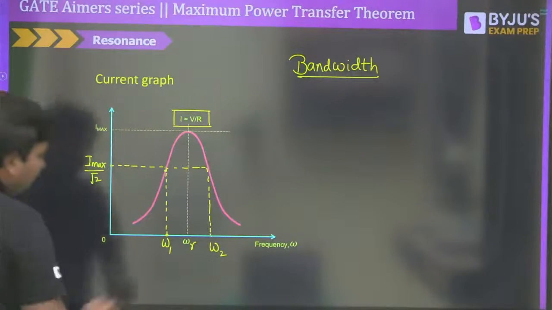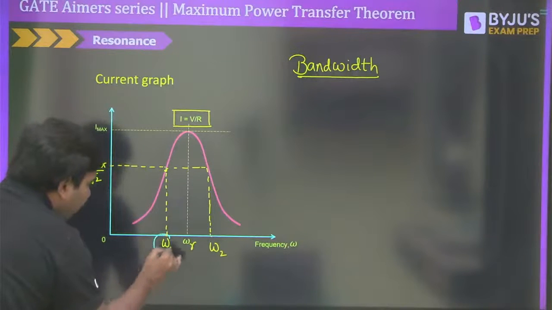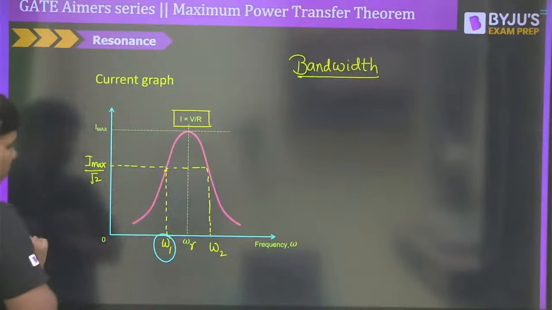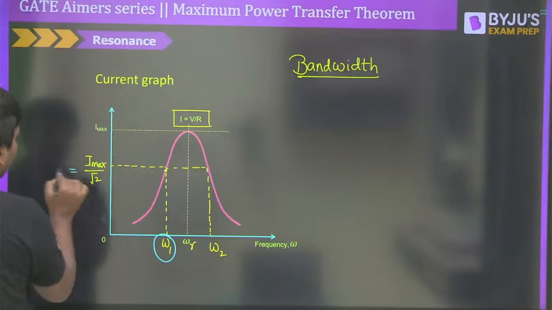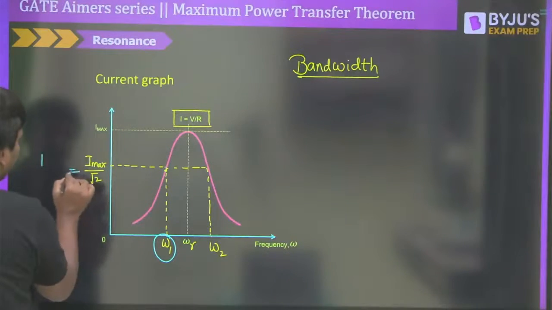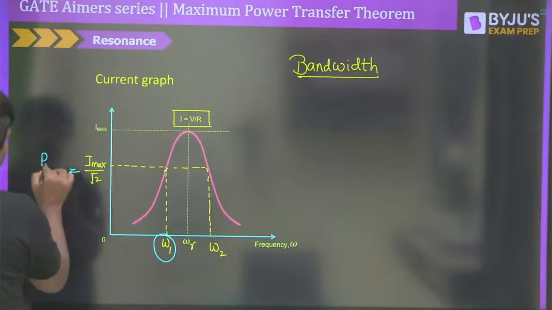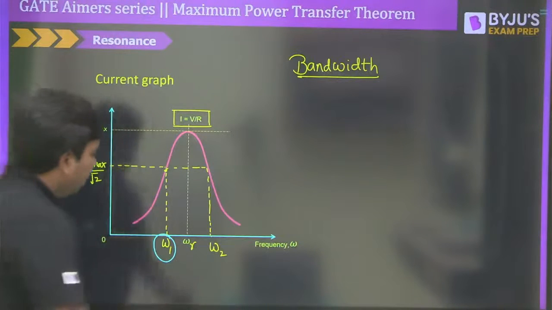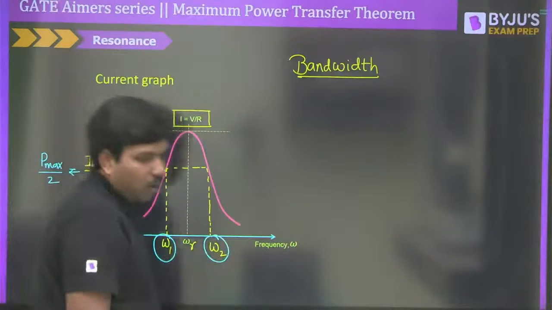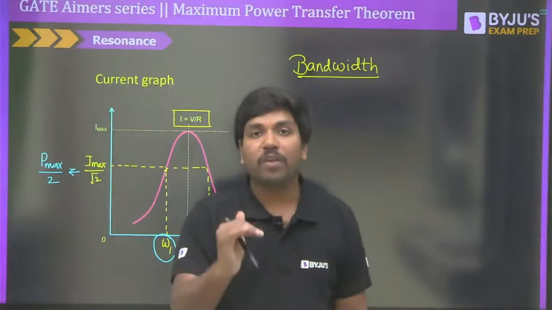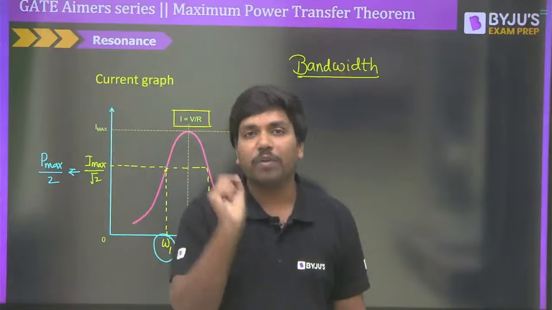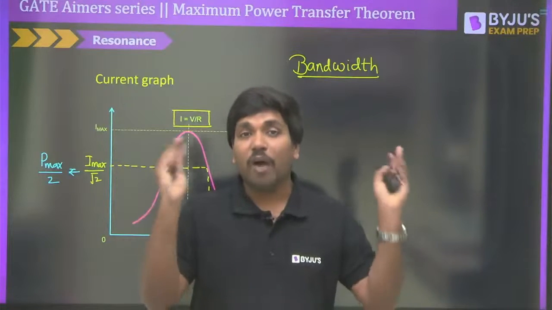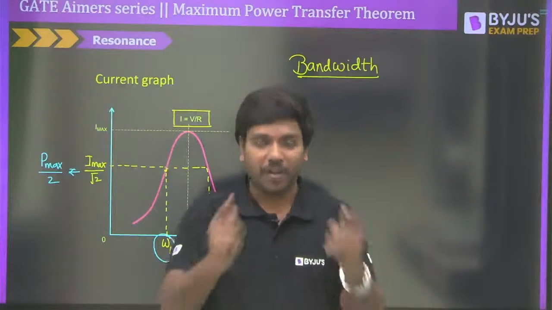So please see here. At omega equal to omega 1, specifically the current in the circuit is becoming I max by root 2, and at the same time the power is going to become half of the maximum power, that is P max by 2. That's why omega 1 and omega 2 are called half power frequencies. I repeat, half power frequencies. Sometimes even questions will come like this: please tell me what is the value of the half power frequency. That's why I have explained this.